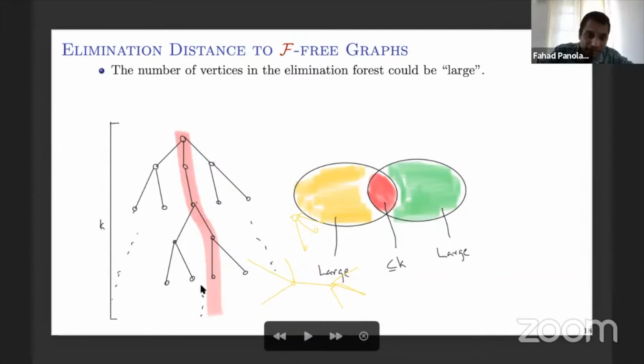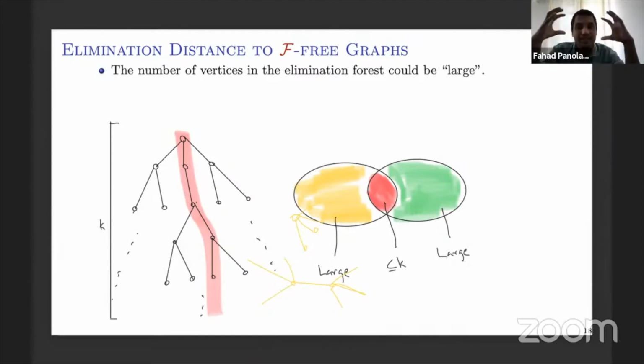In the sense that you will be able to find a root-to-leaf path, and the number of vertices to the left of it in this figure is also a large number. And the number of vertices to the right of this leaf-to-root path will also be very large. Which means that in my hypothetical solution, I have an elimination forest that contains lots of vertices, then there is a good separation. What do I mean by good separation?